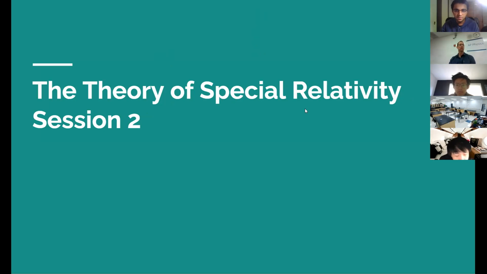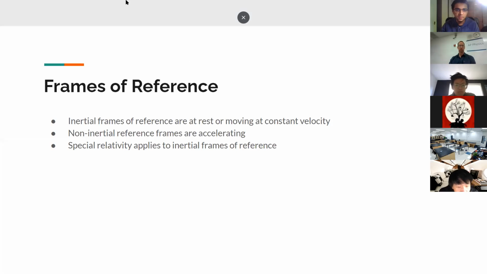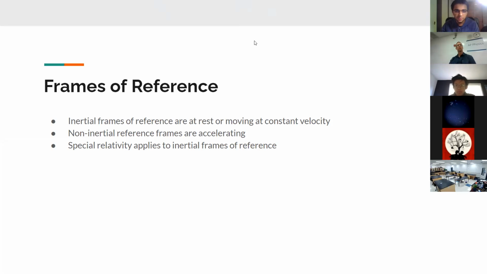Now we're going into our series on special relativity, session 2. As Alan has said, it's a more conceptual approach. First we need to talk a little bit about the frame of reference. An inertial frame of reference is a frame that is at rest or moving at constant velocity, and a non-inertial reference frame is accelerating. Special relativity only applies to inertial frames of reference, which means things cannot be accelerating. They must move at constant velocity or not be moving at all.